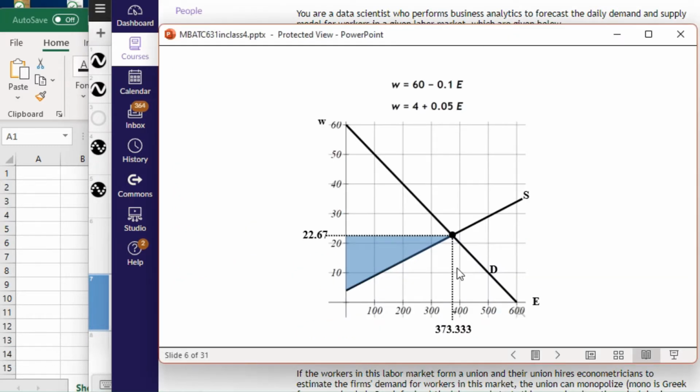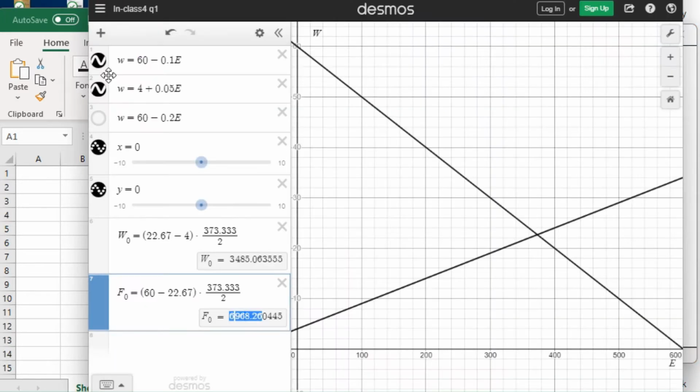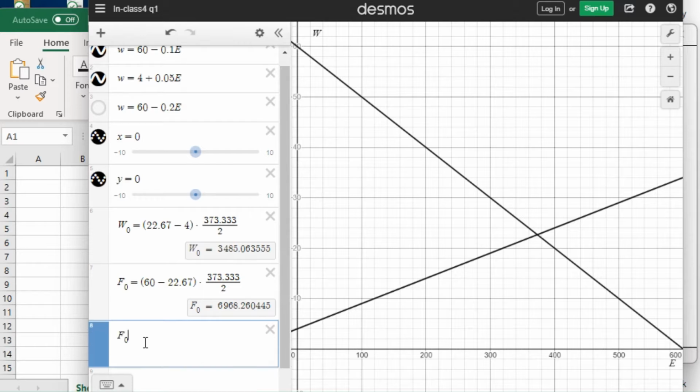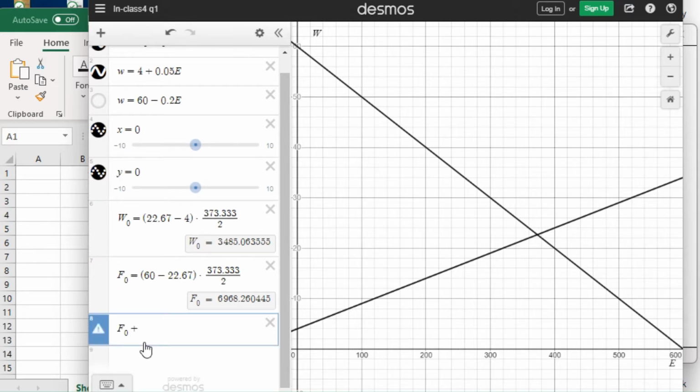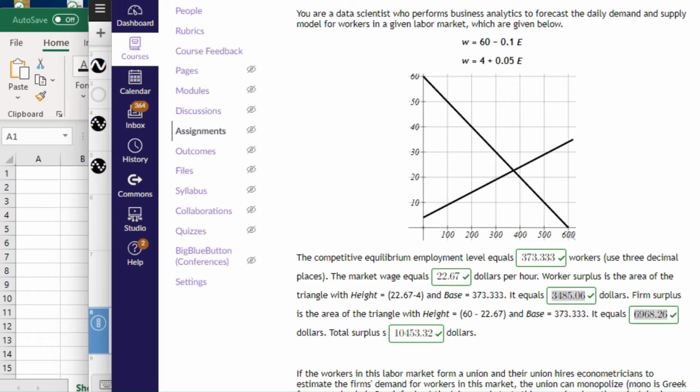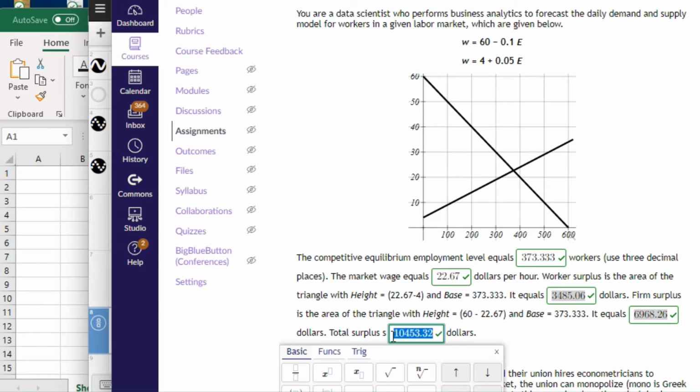So I got the worker surplus, I got the firm surplus. The total surplus is the sum of the two, right? I called this W0 and I called that F0, right? So let's go back to Desmos. The cool thing about Desmos is I can just type F0 plus W0 and I get the total surplus. So that's kind of a cool thing, right? And I can copy that and put it right here, right?